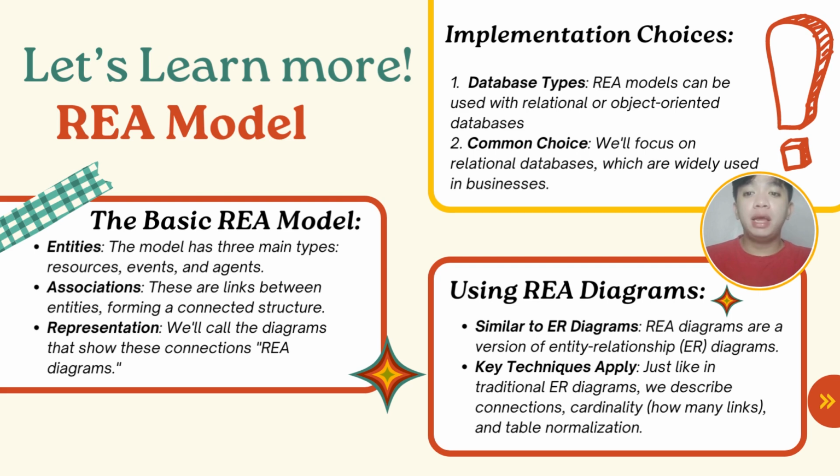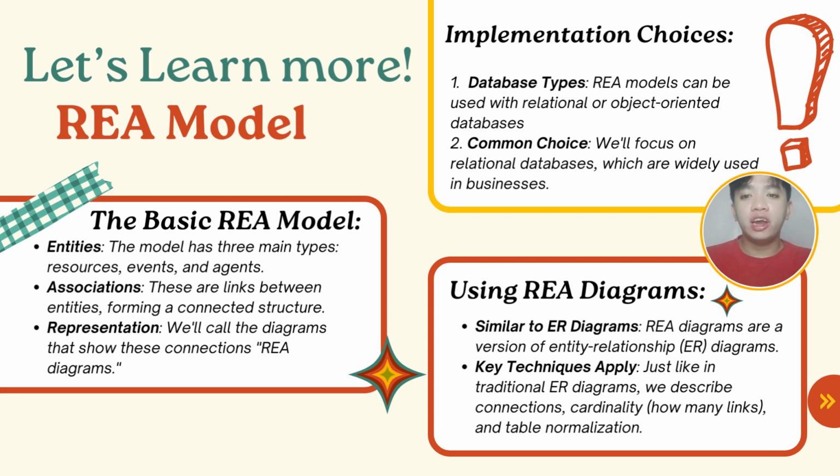Next is the basic REA model. Entities: the model has three main types: resources, events, and agents. Associations: these are links between entities forming a connected structure. Representation: the diagrams that show these connections we'll call REA diagrams.